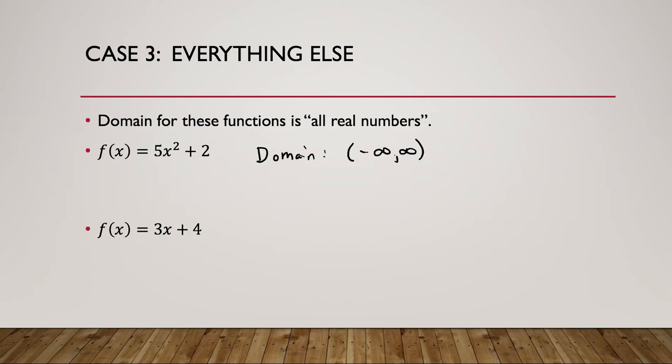For our second problem, 3x plus 4, again, we do not have a fraction and we do not have a square root, and so our domain would be all real numbers. We would run from negative to positive infinity.